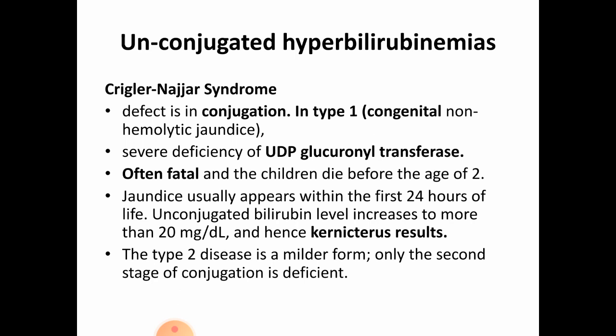Jaundice usually appears within the first 24 hours of life, and the unconjugated bilirubin level increases to more than 20 mg per dl, and hence the patient will show kernicterus. And in type 2, which is not fatal and is a milder form, only the second stage of conjugation is defective.